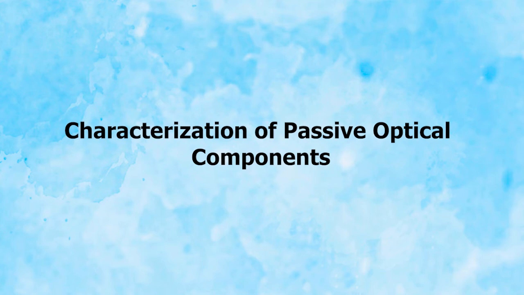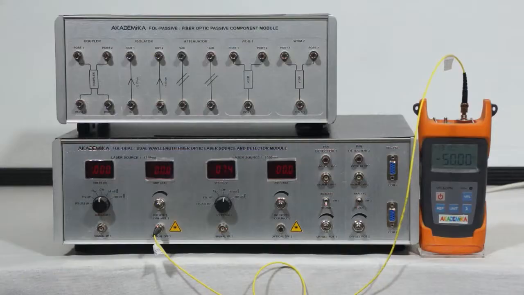Characterization of passive optical components. Here, we will characterize each passive component and verify it with the datasheet. For this experiment, we require FOL dual, FOL passive, and optical power meter. Measurement of insertion loss and coupling efficiency of the coupler.